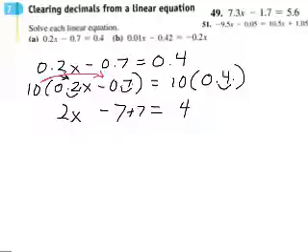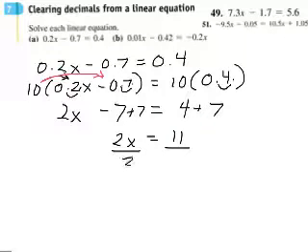Add 7 to both sides. We get 2x equals 11. Divide by 2. 2 into 2 is 1x. So x equals 11 over 2. That was fun, wasn't it?